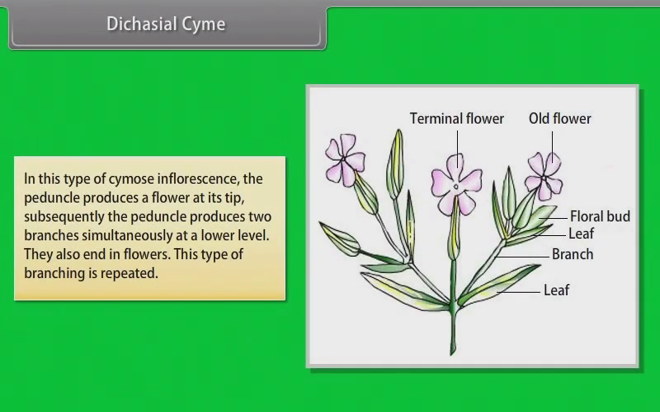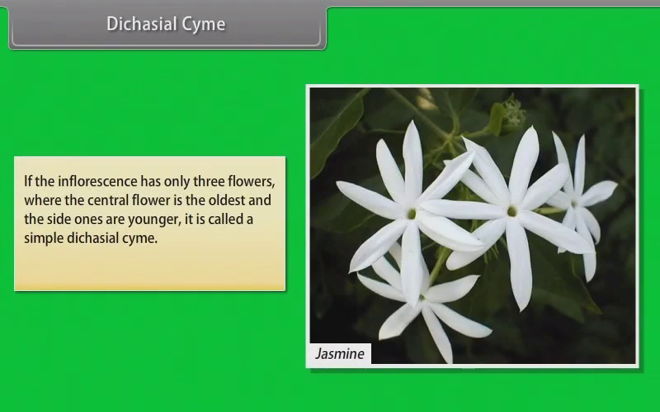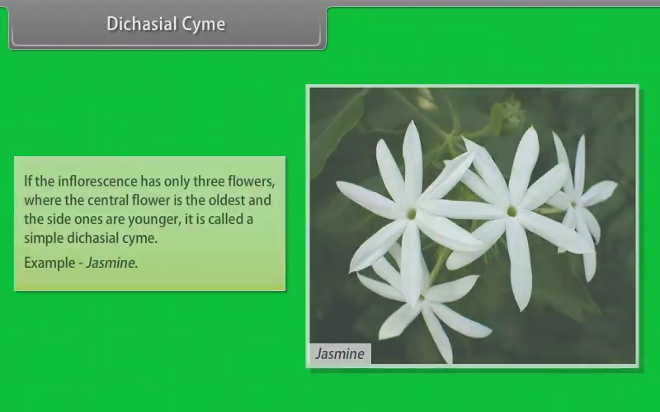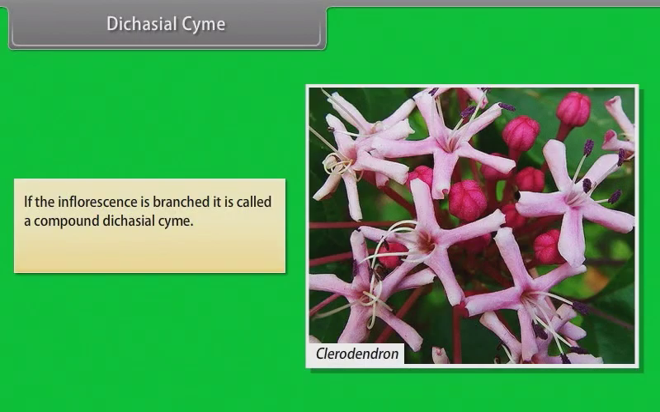Dichasial cyme. In this type of cymose inflorescence, the peduncle produces a flower at its tip. Subsequently, the peduncle produces two branches simultaneously at a lower level. They also end in flowers. This type of branching is repeated. If the inflorescence has only 3 flowers, where the central flower is the oldest and the side ones are younger, it is called a simple dichasial cyme. Example, jasmine. If the inflorescence is branched, it is called a compound dichasial cyme. Example, clerodendron, ricea.